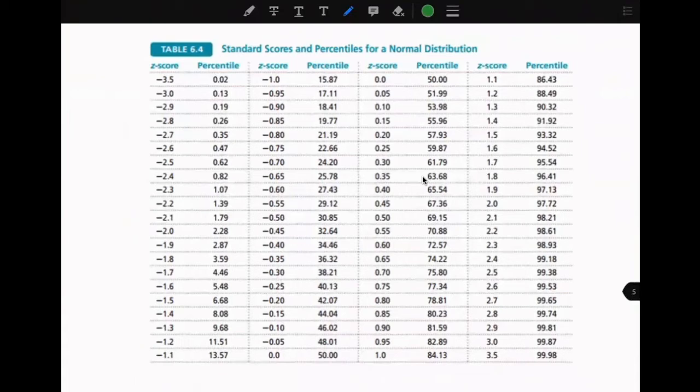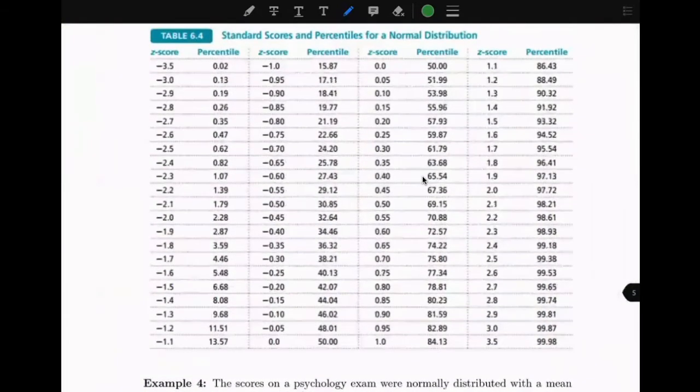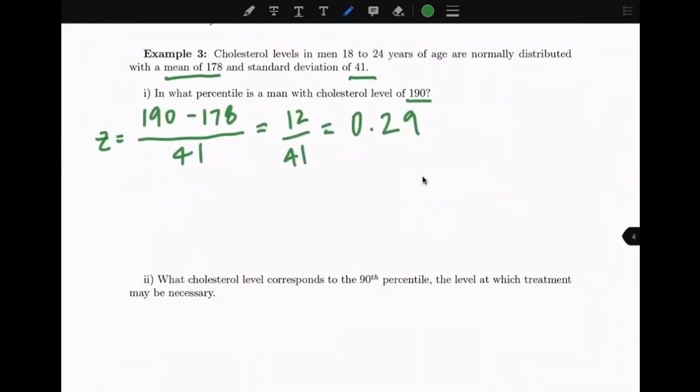So since we got negative 0.29, we're looking here down at the z-scores, and we can see that there is no negative 0.29. There's a negative 0.25 and a negative 0.3. Since negative 0.29 is closer to negative 0.3, we will use that score. So we look at negative 0.3, we see 38.21, which means 38.21 percentile. So scroll back up. So we get 38.21.